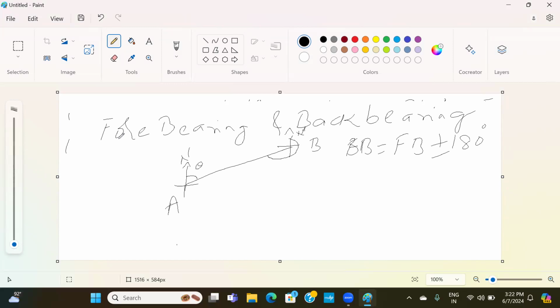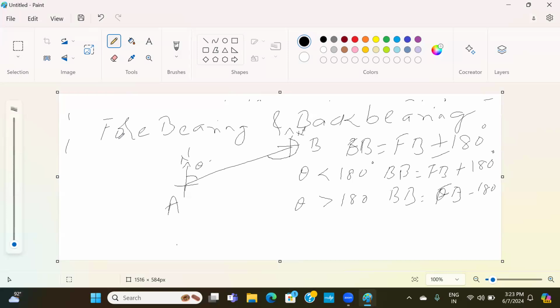I will tell when it will be plus and when it will be minus. If the theta is less than 180, then it will be positive. Then back bearing will be equal to fore bearing plus 180. If the theta is greater than 180, then back bearing is equal to fore bearing minus 180.